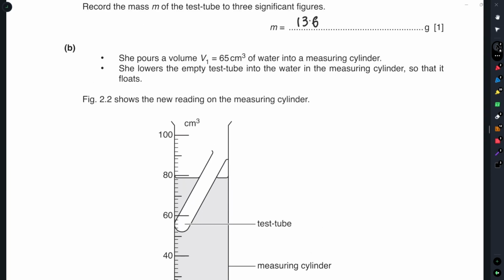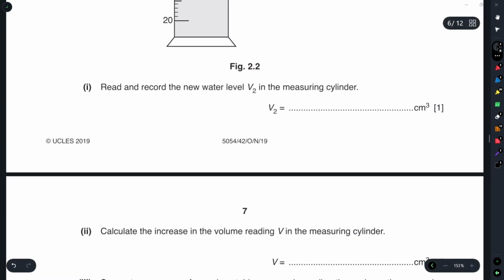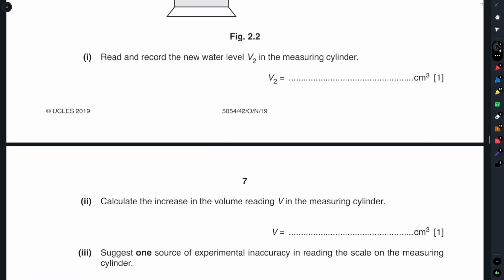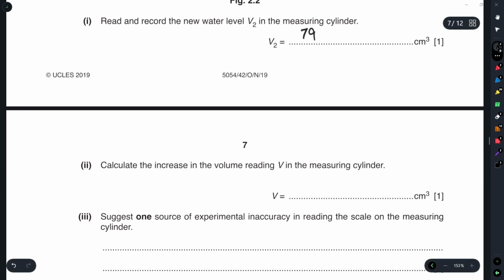So you have the initial volume given? Yes, so highlight that. That's important. Initial was 65. The new is, so this right here is in between. So this right here is going to be between 70, 72, 74, 76, 78 or 80. So of course it's going to be what? It's going to be 79 centimeters cubed. Calculate the increase in volume. So we'll find the difference, 79 minus 65. That's going to be equal to 14 centimeter cubed.